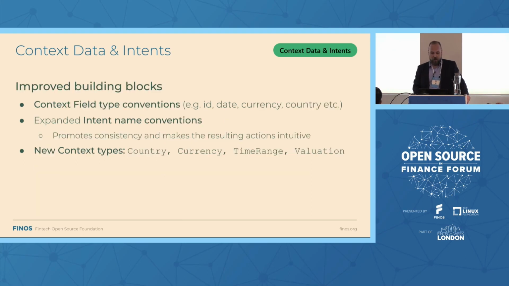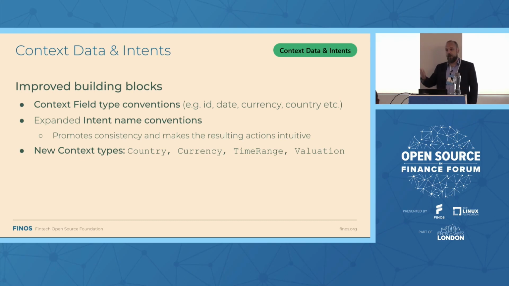So the group has also improved the building blocks that are used to create those contexts and intents. For example, we've got some context field type conventions. If you're putting dates, currencies, countries in, there's a convention for you to follow, so we all do it in the same way. We've expanded the intent name conventions, which helps to promote consistency between the named intents. It makes them a little bit more intuitive for users, so they've got an idea of what's going to happen based on its name.